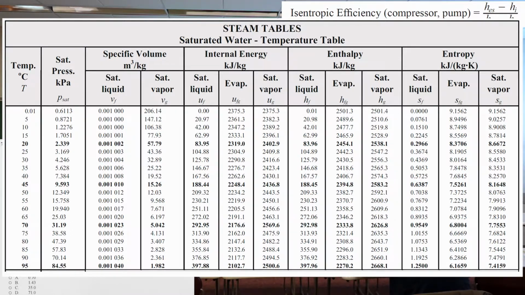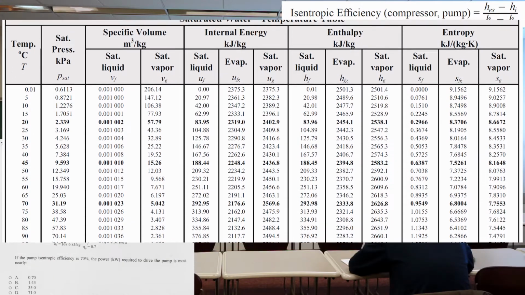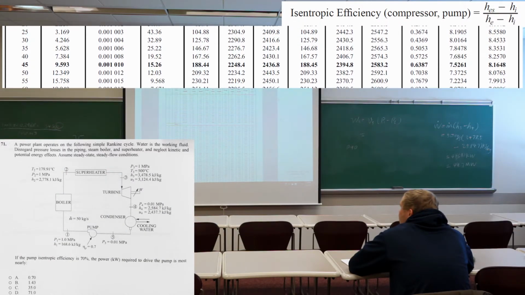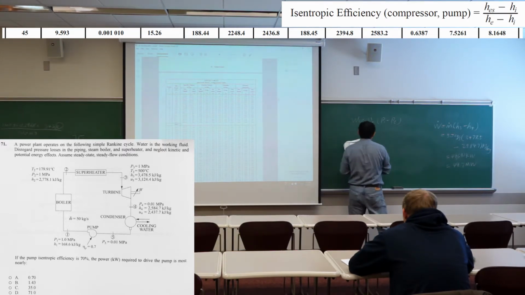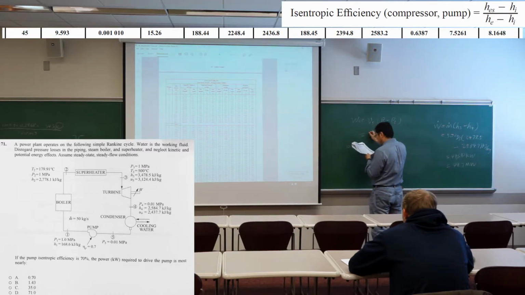So the temperature is a round number, the pressure is not a round number. What is the pressure at the inlet of the pump? 0.01 megapascal, so it's like 10 kilopascal. For 10 kilopascal, this one, 9.5, is very close to 10, right? So that's how you find the VF, that's how you find the specific volume. For the steam table, you need to go to page 90 and find the VF because it's saturated liquid.